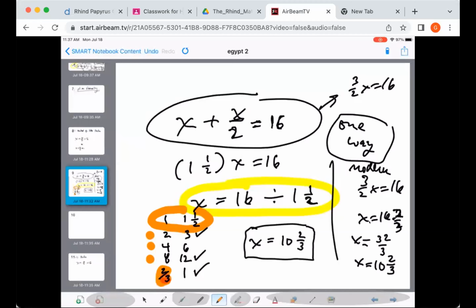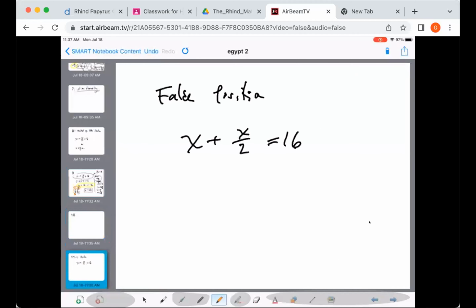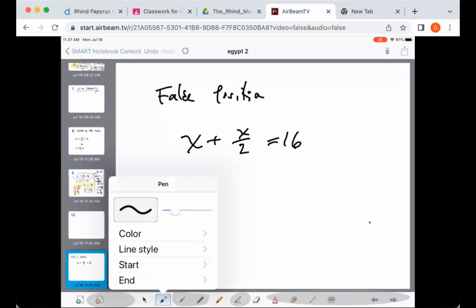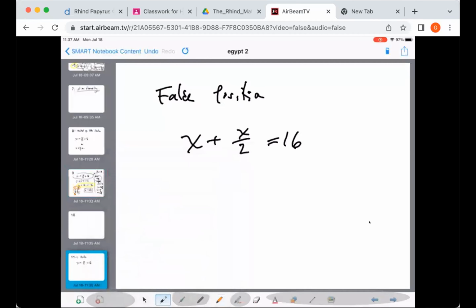I want to compare them. The method of false position is very slick, and it's really clever. You'll like it. It goes like this. Guess X equals whatever the denominator is.